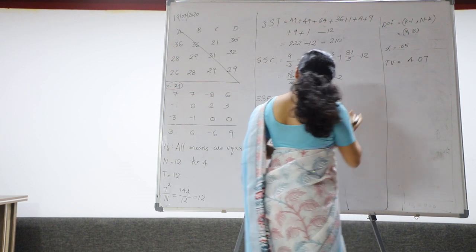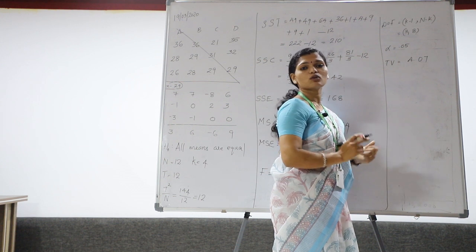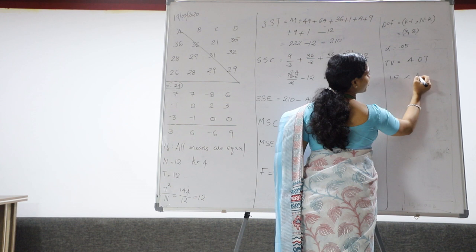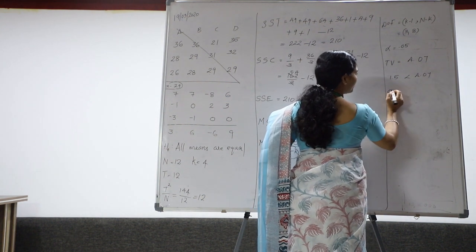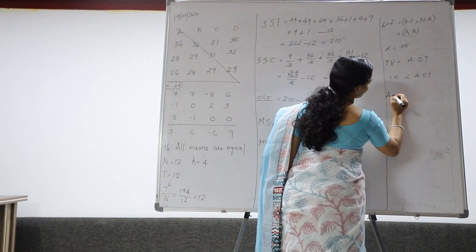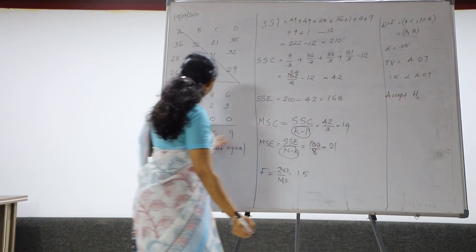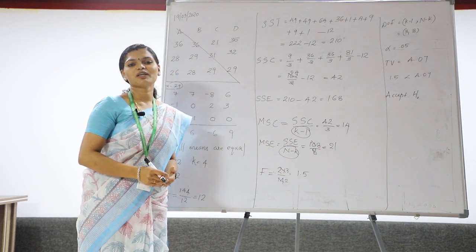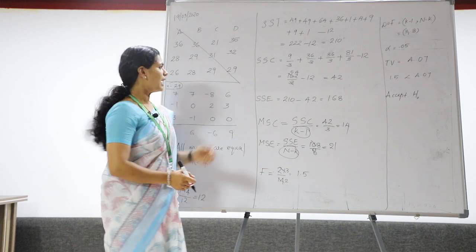Now we got the test statistic 1.5 and the table value 4.07. Comparing these two, you can see 1.5 is less than 4.07. That is, the test statistic F value is less than the table value. So your conclusion is accept H naught. Our H naught was that all means are equal. So the conclusion is all the 4 salesmen perform equally. Their means are similar. Okay, I'll explain once again.